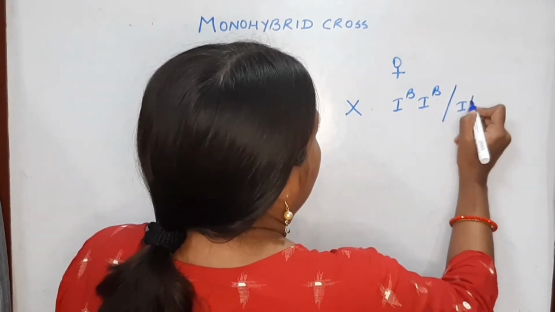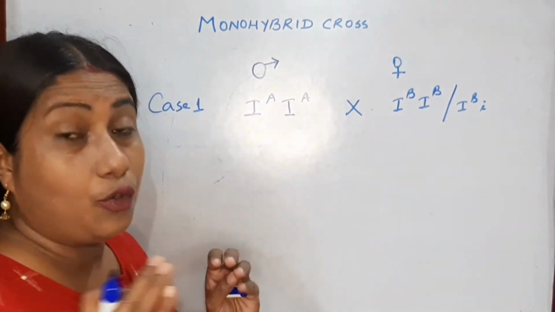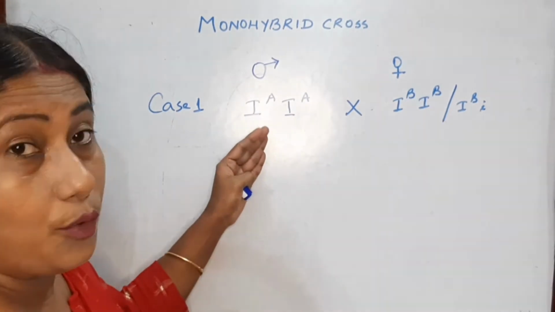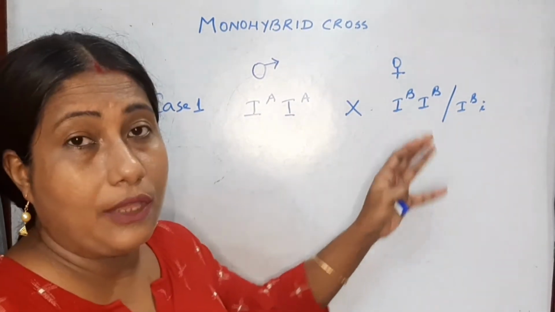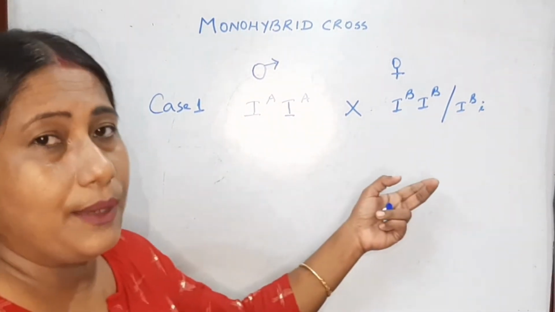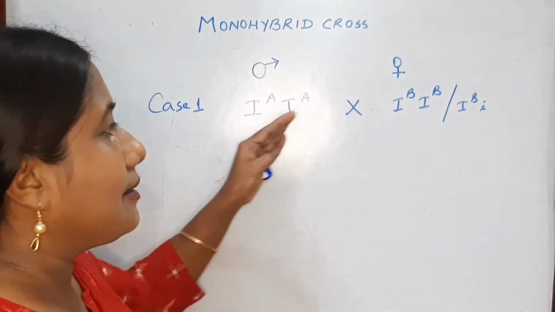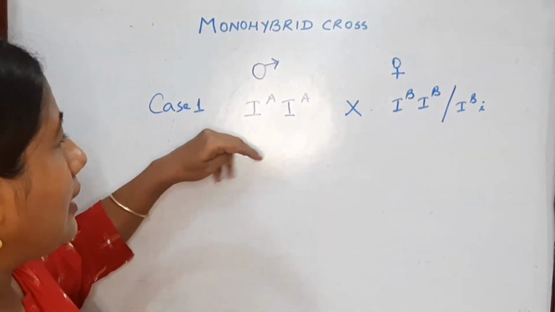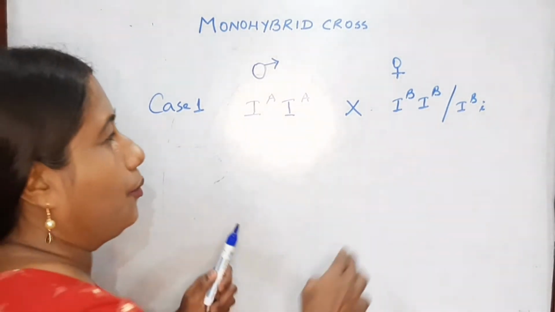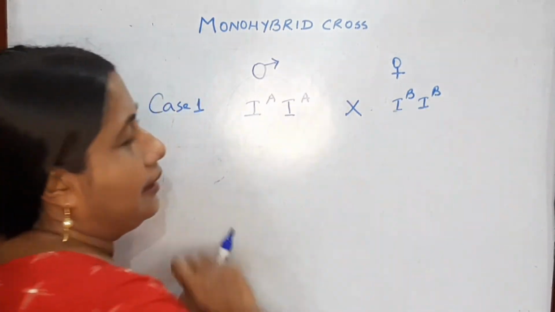Or it can be like this, because it is not told in the question that the man is homozygous A or the woman is homozygous B or heterozygous A or heterozygous B. So we do not know. So we will consider all the cases. Here, case 1 is the man and the woman both are homozygous, A and B.